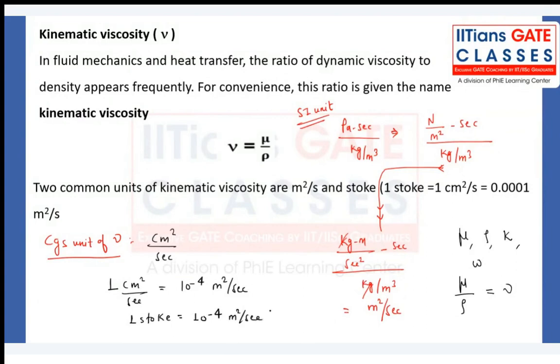And in terms of dimensions, what can we write? Meter square, L square by T. So 1 Stoke is nothing but the CGS unit of kinematic viscosity.